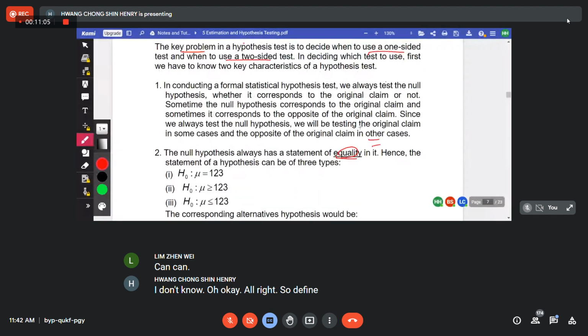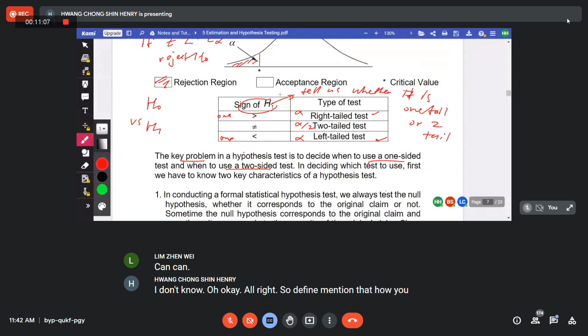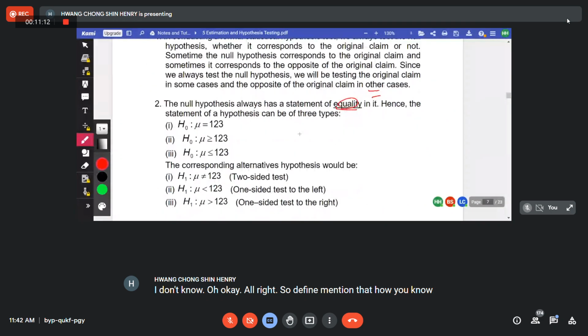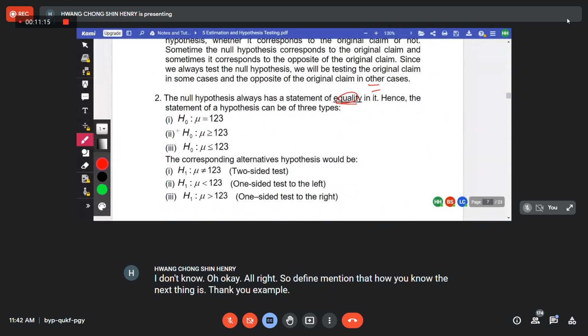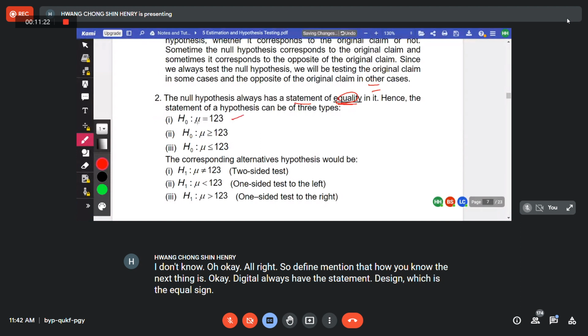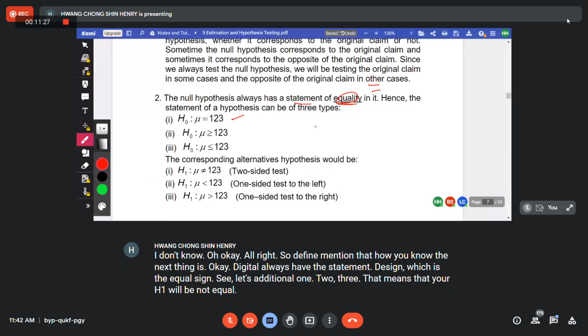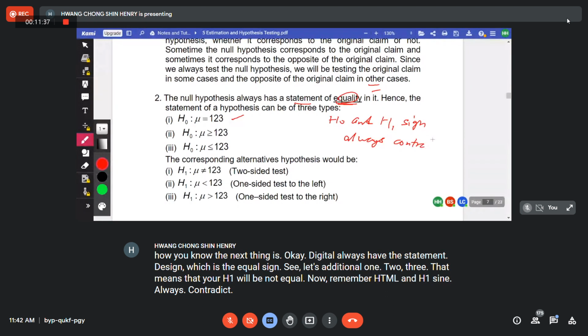So just now I mentioned how we know whether we use two tail or one tail: look at the sign of H1. Everybody got that, right? Now the next thing, I give you an example. H0 always has the equality sign, the equal sign. Let's say H0 is mu equal to 123. That means your H1 will be not equal. Now remember, H0 and H1 signs always contradict.